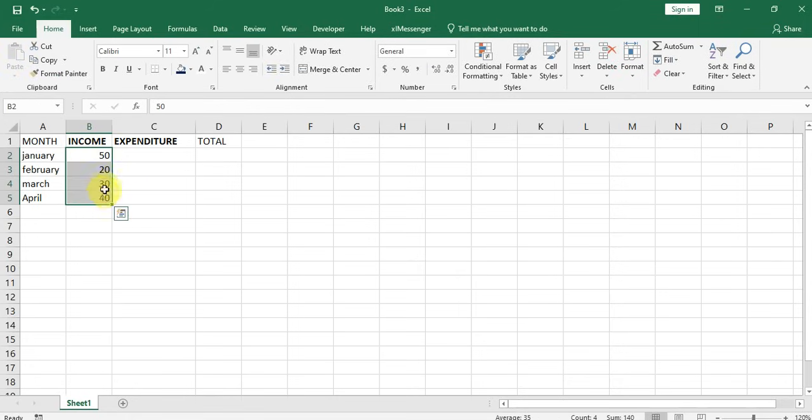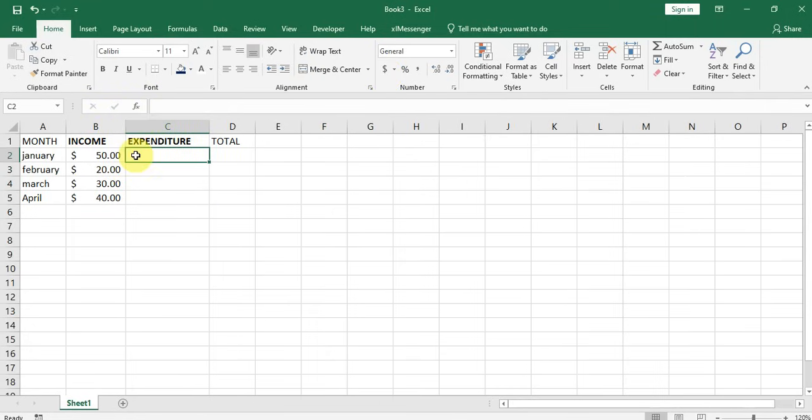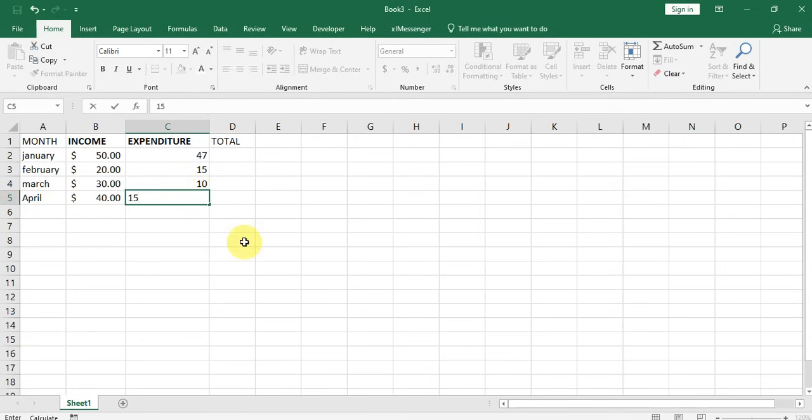Let me make it dollar symbol. Okay, now expenditure, let's say I earned 50, so I spent $47 here, and from the income I got from February I also spent $15 here, and then from the income I got from March, let me make it 10, I spent 10. From the income I got from April, let me make it 15 here.